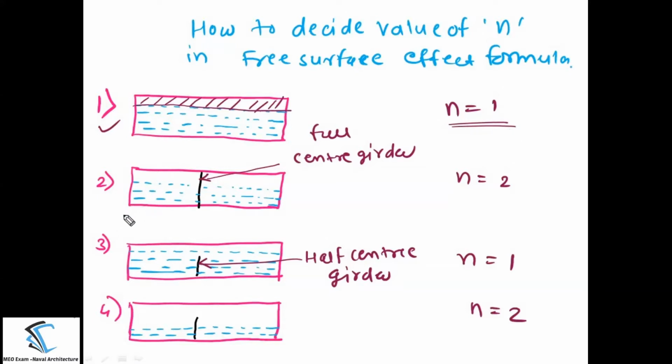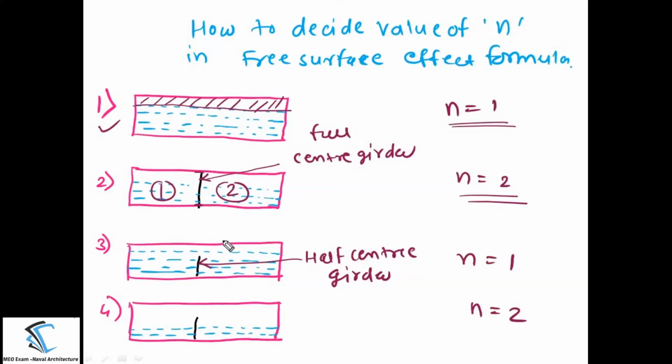Now coming to the second case, the same DB tank, but I am putting one full center girder. Full center girder means what? From the bottom to the tank top, there is one center girder. Again, it is a watertight center girder running along the length which is perpendicular to the screen. And both the tanks are partially filled. So in this case, you can take there are two compartments here. N is equal to 2.